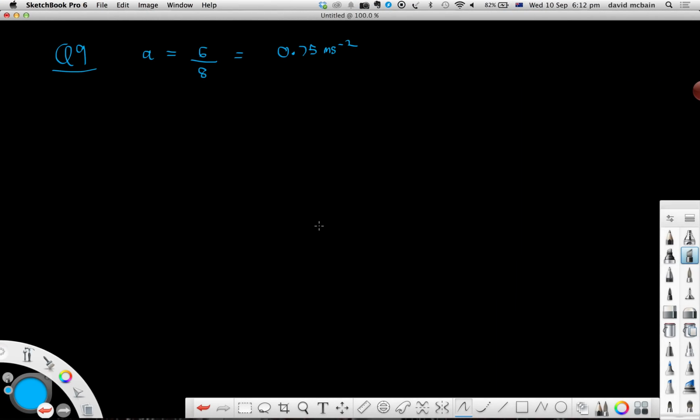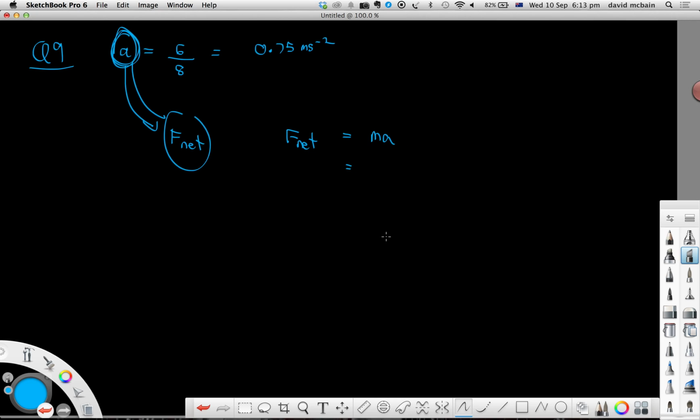Okay, now once again, remember the acceleration will directly give us the net force. They are directly tied together. Acceleration and net force are tied together using Newton's second law. So the net force will equal ma. That's Newton's second law, which is the mass of the object, which was the skateboard, which is 56 kilos, multiplied by the acceleration, which we've just worked out, which is 0.75. And that gives us a net force of 42 newtons.